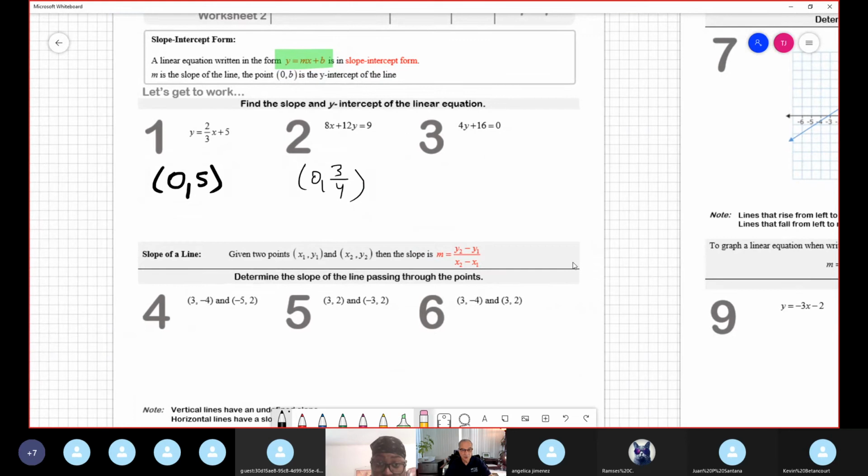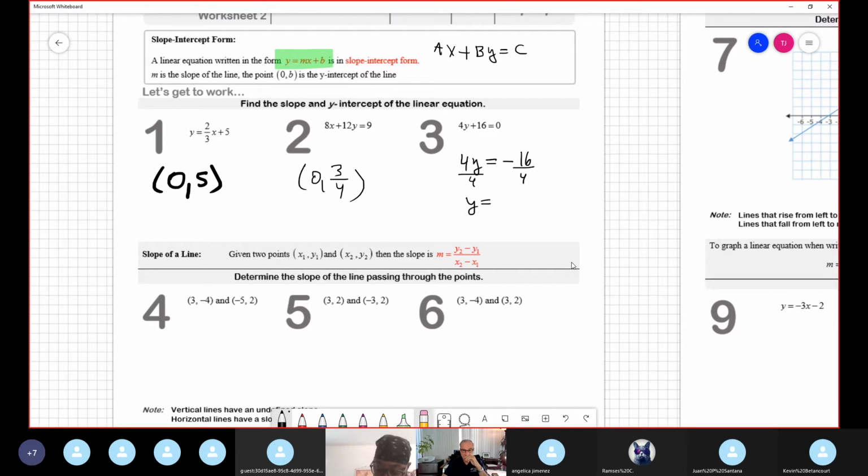Okay, let's move on to number 3. Number 3 is similar, but brings a surprise. Because the standard form is something like AX plus BY equals C. This looks like standard form, but C is 0. And when C is 0, it's special. Try to solve for y, exactly the same as we did in number 2. 4y equals minus 16, and divided by 4.